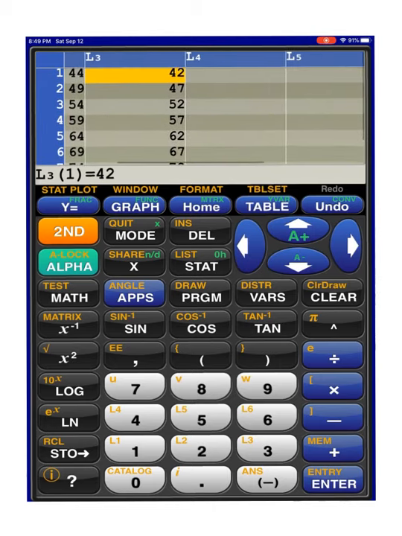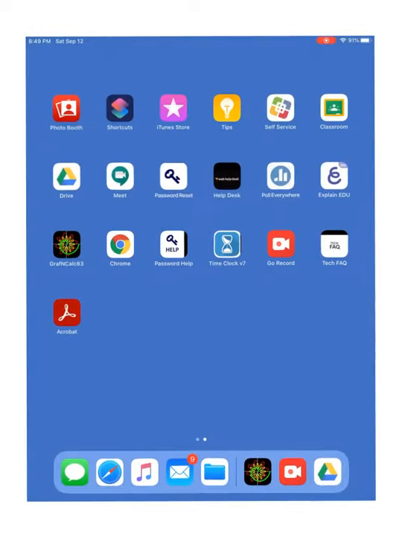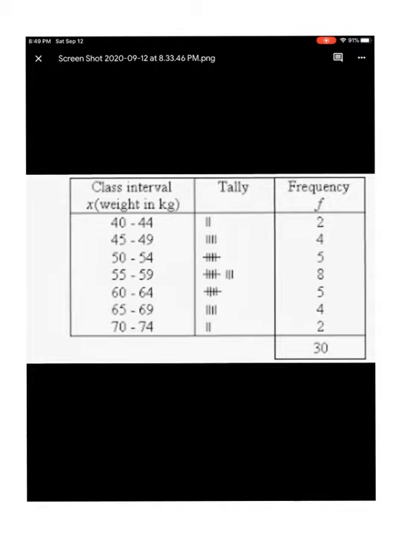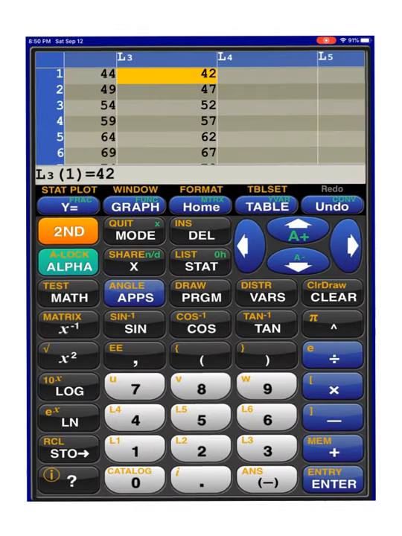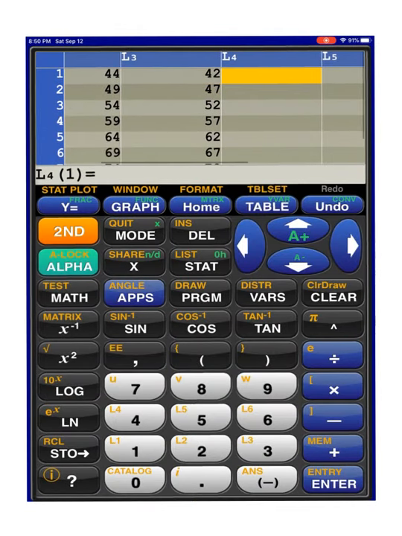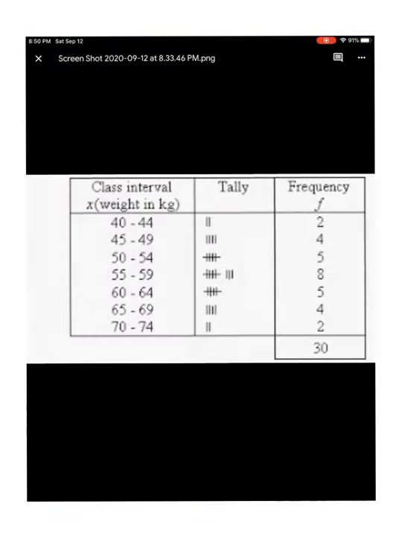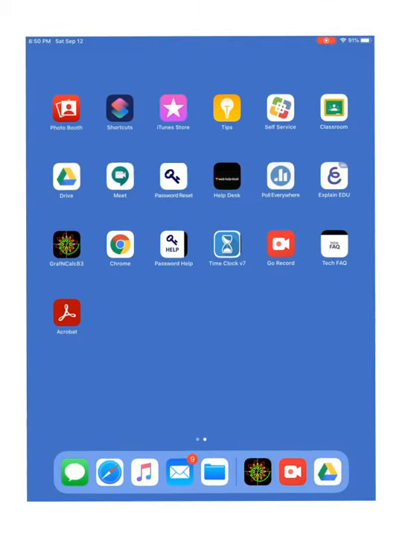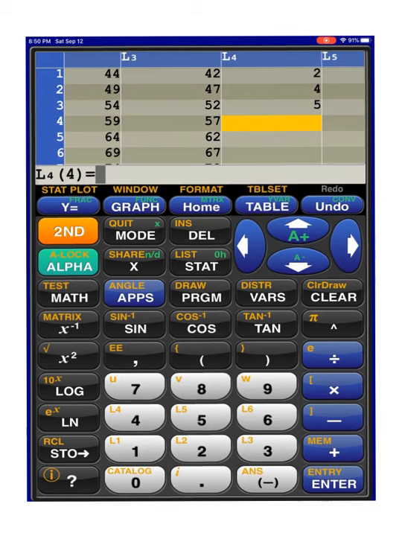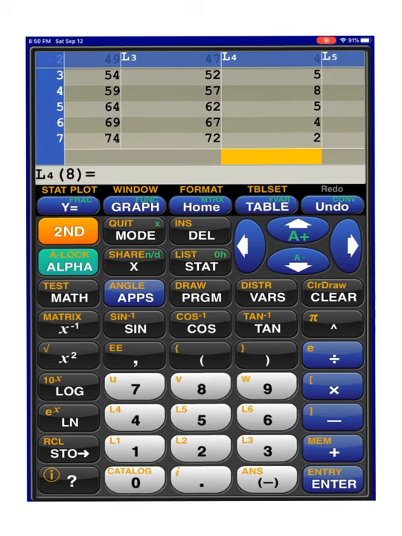Now L4 is the actual frequency. So if we go back to our table, we have 2, 4, 5. I'm going to remember that first. 2, 4, 5. The next numbers being 8, 5, 4, 2.